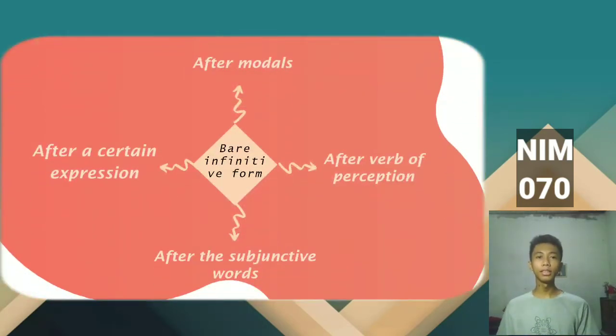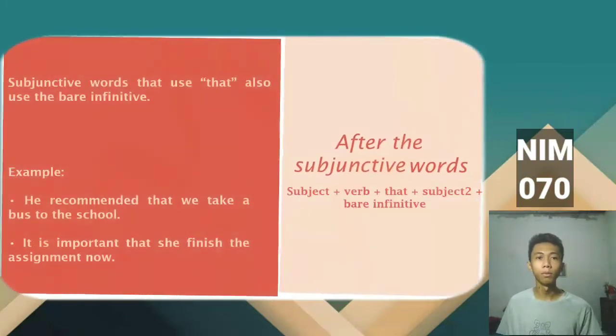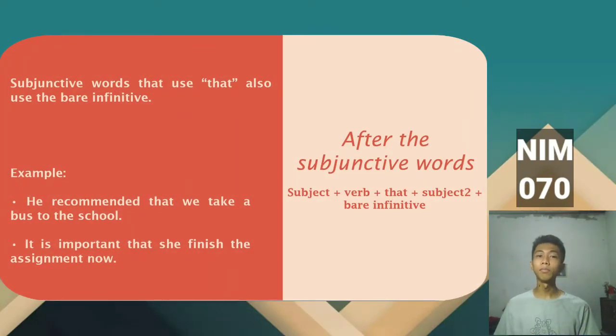The third one is after a subjunctive word, with the general formula subject plus verb plus subjunctive word that plus subject number two plus bare infinitive. A subjunctive sentence that uses the word that must be followed by a bare infinitive. We know that a subjunctive sentence is a sentence that has two subjects and two verbs, and they are connected with a certain word. And in this case, the word that connects them is the word that. It means that the second verb must be in its bare form.